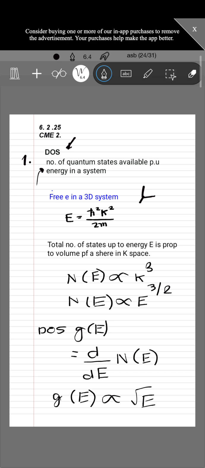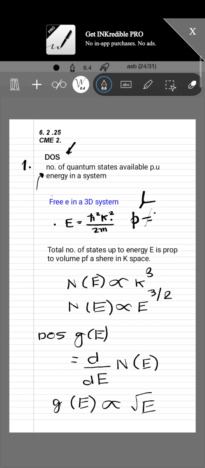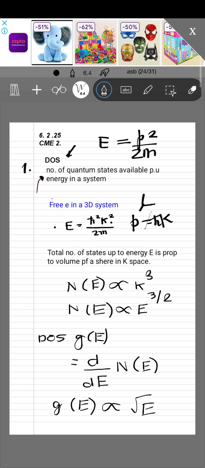To do that, first we need to know the relationship between the energy and the wave vector or the momentum of the system. So k is basically the wave vector. P is equal to h cross k, from de Broglie's hypothesis. If we include this in the energy versus k relationship, we know that E is equal to P square by 2m, the kinetic energy. Substituting this value, we get this expression.